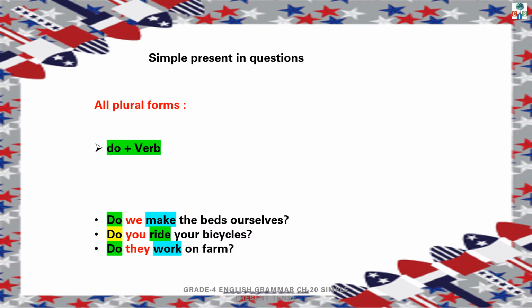And the same goes for all plural forms. For example, do we make the beds ourselves? Do you ride your bicycles? Do they work on farm? If the noun or pronoun is in plural form, at that time also we use an auxiliary verb do plus the base form of the verb. Clear?